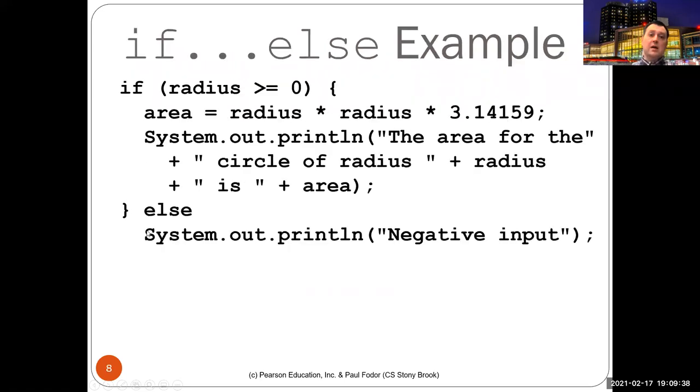Okay. So for instance, an example is here. If the radius is positive, then we have a block for computing the area and printing out the area. Else, we have a statement, this is a negative input. The same rule that applied before: one statement is required after the if statement, and also possible after the else statement. So if we only have one statement, either in the if or in the else, we don't need to have the block containment. If we have more than one statement, like in the example above, then we do have the block containment. The curly braces are required. Okay. So this is basically if-else. Any questions?